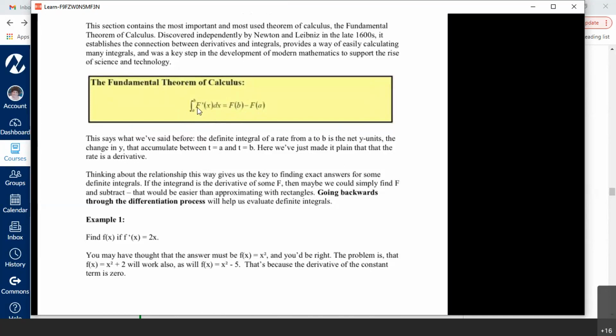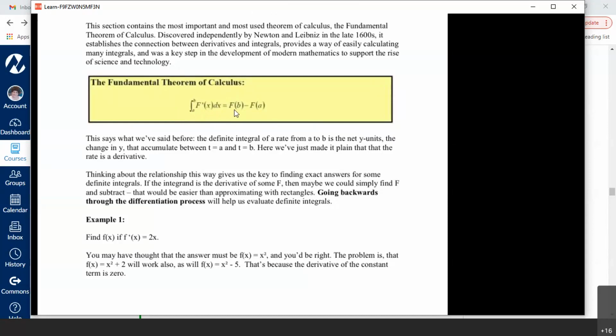If I basically take a rate function and divide it into these tiny little rectangles that are dx wide, and then take the limit where I let dx approach zero, and I have an infinite number of these rectangles, and I add them up from a to b, how can I do that?